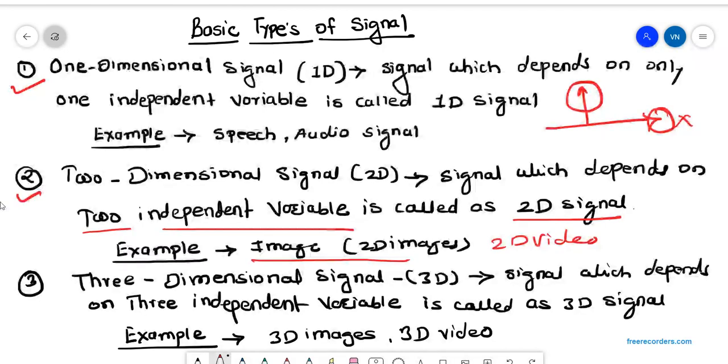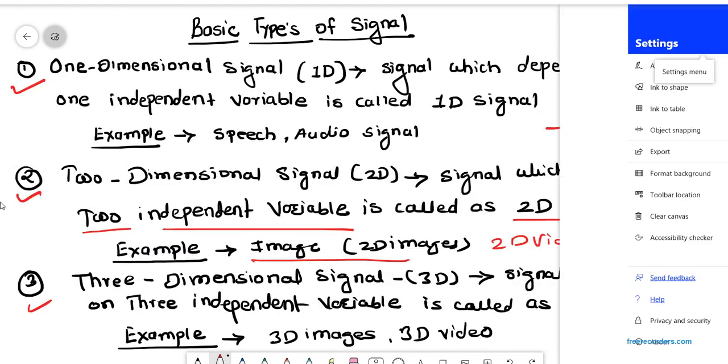So the third one is a three-dimensional signal. In some examples, like 3D images or 3D videos, the parameters are totally independent of each other. We require three independent parameters to define a 3D image or 3D video. That type of signal is called a three-dimensional signal. So these are some basic types.